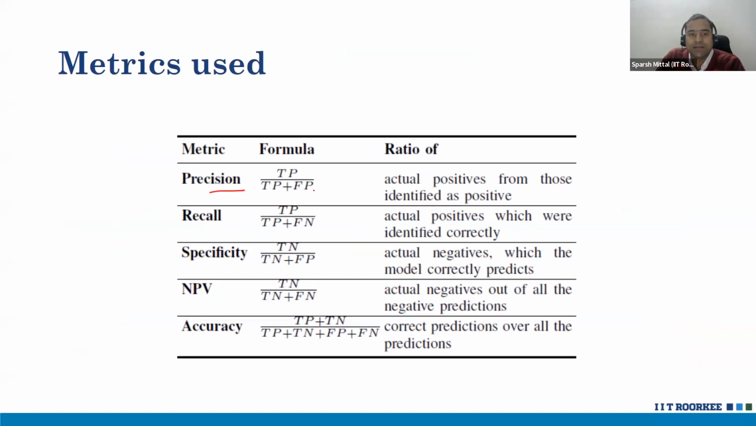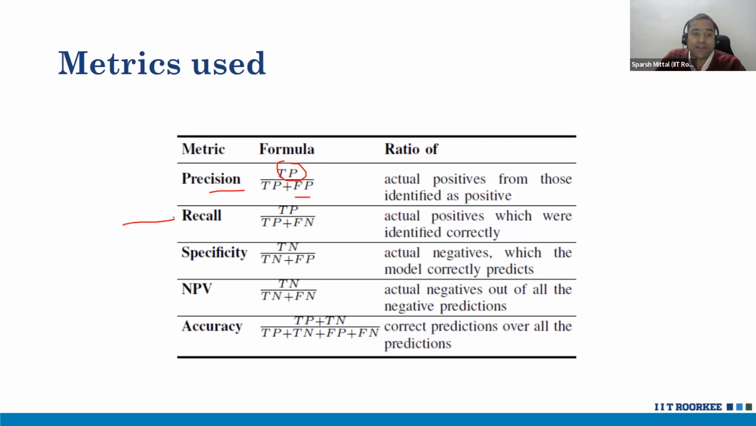One is precision. TP means true positive. That means my algorithm says it is positive, and the ground truth is also positive, that is true positive. Similarly, we have false positive, false negative, and true negative. True negative means my algorithm says it is negative, and the ground truth also says it is negative. Based on these different combinations, researchers use different metrics.